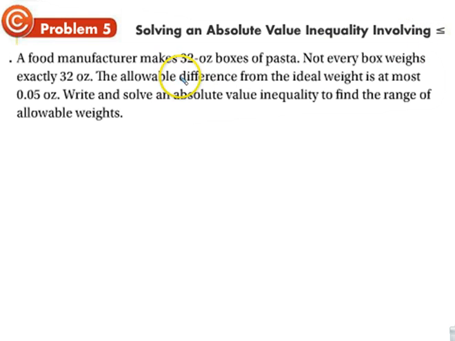So a food manufacturer makes 32-ounce boxes of pasta. Not every box weighs exactly 32 ounces. The allowable difference from the ideal weight is at most 0.05 ounces. Write and solve an absolute value inequality to find the range of allowable weights. We're going to kind of model this after the example that's in the book. They make them 32. So this is going to be the actual weight. And we know that the difference is at most 0.05. So at most is this.